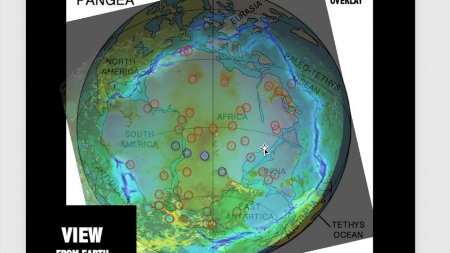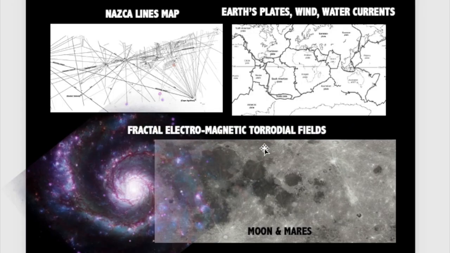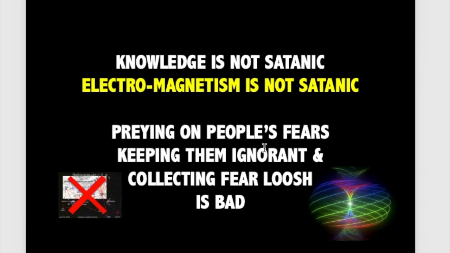So moving on, I do think that the Nazca Lines are likely a map to the stars because they reflect a universal distribution of mass and electromagnetic energy in any toroidal electromagnetic system. Plus, the ancient mariners used stars to navigate. So, like I said, we're putting all this together. Knowledge is not satanic, electromagnetism is not satanic, and preying on people's fears, keeping them ignorant, and collecting fear loosh is bad. So even if this was made by aliens, they were probably stranded here on Earth trying to figure out where they were and get the hell out of here because this is a backward-ass planet.